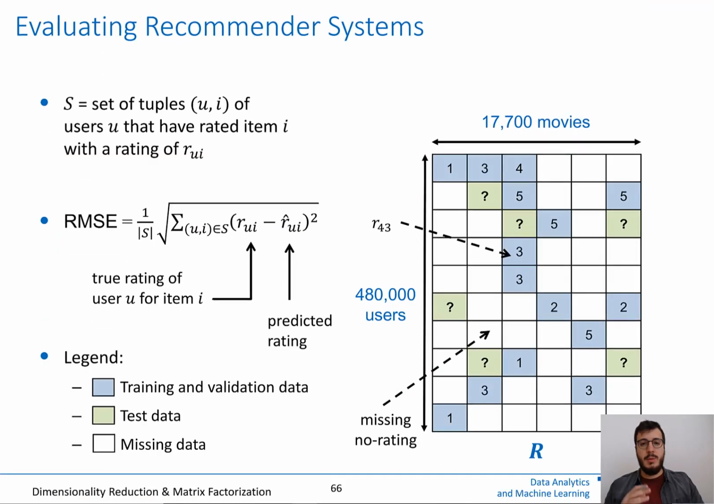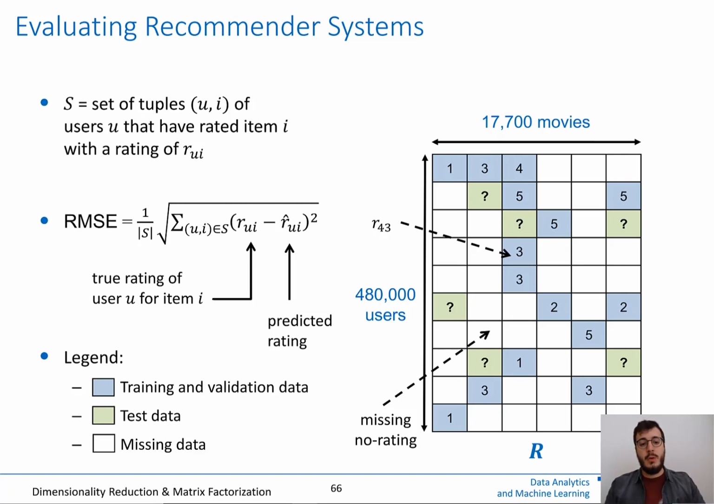Okay, so now let's briefly talk about how these systems are evaluated. As I said before, the data is in terms of a set of tuples, u, i, where each tuple is related to a given user u, who has rated a certain movie or item i. Here you'll notice I'm using the terms movies and items interchangeably, because this system doesn't have to be necessarily about movies. It could also be about songs, about products, or something else.